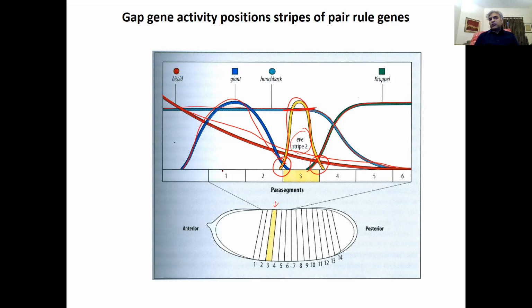But here, the first stripe of even skipped will be different because here you have a high concentration of giant, hunchback, and a different concentration of Bicoid. And if you move to the fifth, a different concentration of Krüppel, so a different mechanism will be there. But for stripe 2 of even skipped, what we know is that it requires the least concentration of the gap genes and a specific threshold for hunchback.